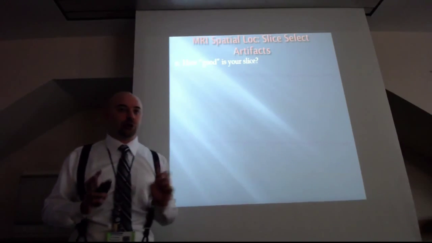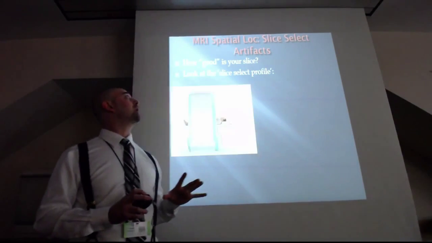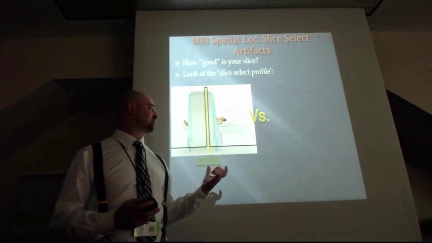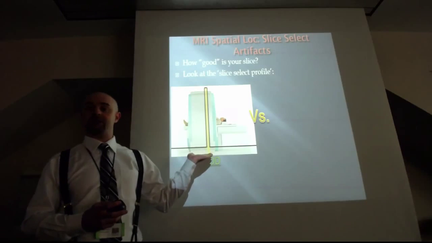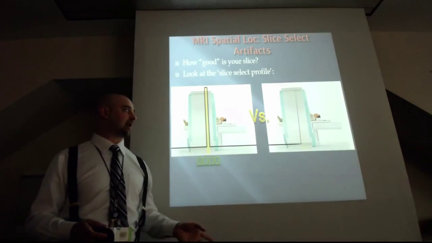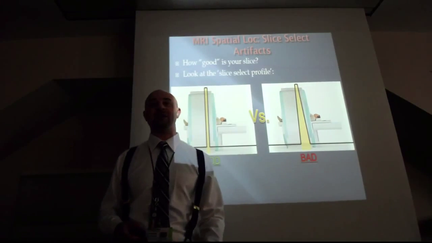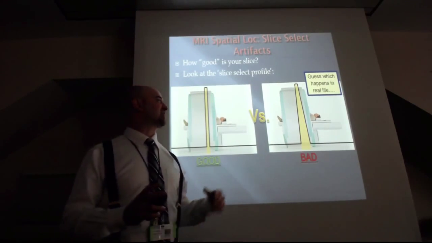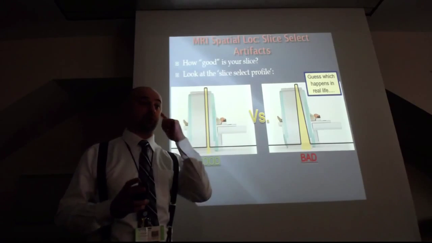Now, how good is your slice, quote unquote? Well, let's look at the slice select profile. That's something we talk about, basically the shape of your slice. Now, this is a nice slice, right? Say 8 millimeters thick, perfectly rectangular, great. And then this would be a bad slice, right? It's got angles on either side, and it's just not going to be exactly what we're thinking of when we think of a slice.